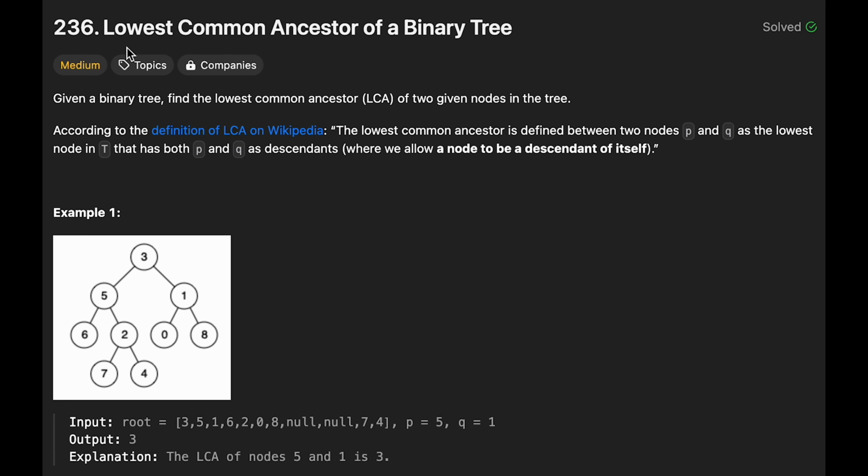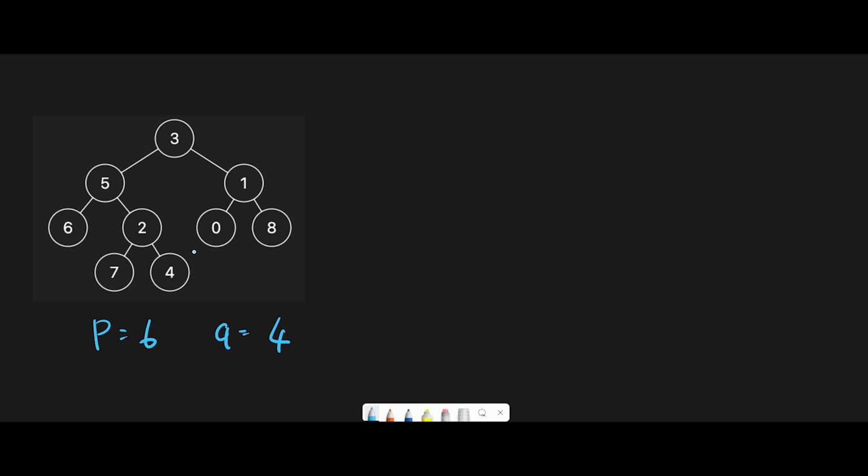Hey everyone, today we are going to solve the LeetCode question lowest common ancestor of a binary tree. Okay, let me explain with this example, p equals 6, q equals 4. Basically, we have two choices to traverse the tree, right? Depth first search and breadth first search. In this case, I choose depth first search because the lowest common ancestor and target nodes are in a vertical path relationship. So I think choosing depth first search would be a good option.